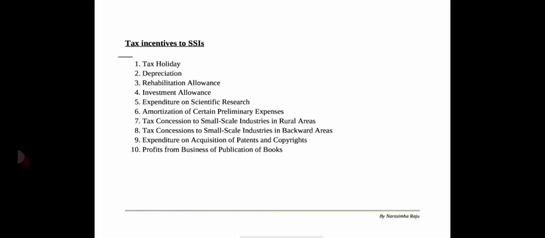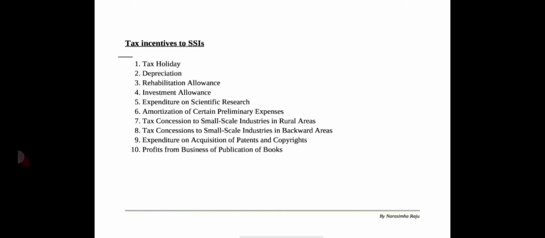The first tax incentive for SSIs is tax holiday. Under section 18J of the Income Tax Act 1961, new industrial undertakings including small scale industries are exempted from the payment of income tax on their profits, subject to a maximum of 6% per annum of their capital employed. This exemption in tax is allowed for a period of 5 years from the commencement of production.